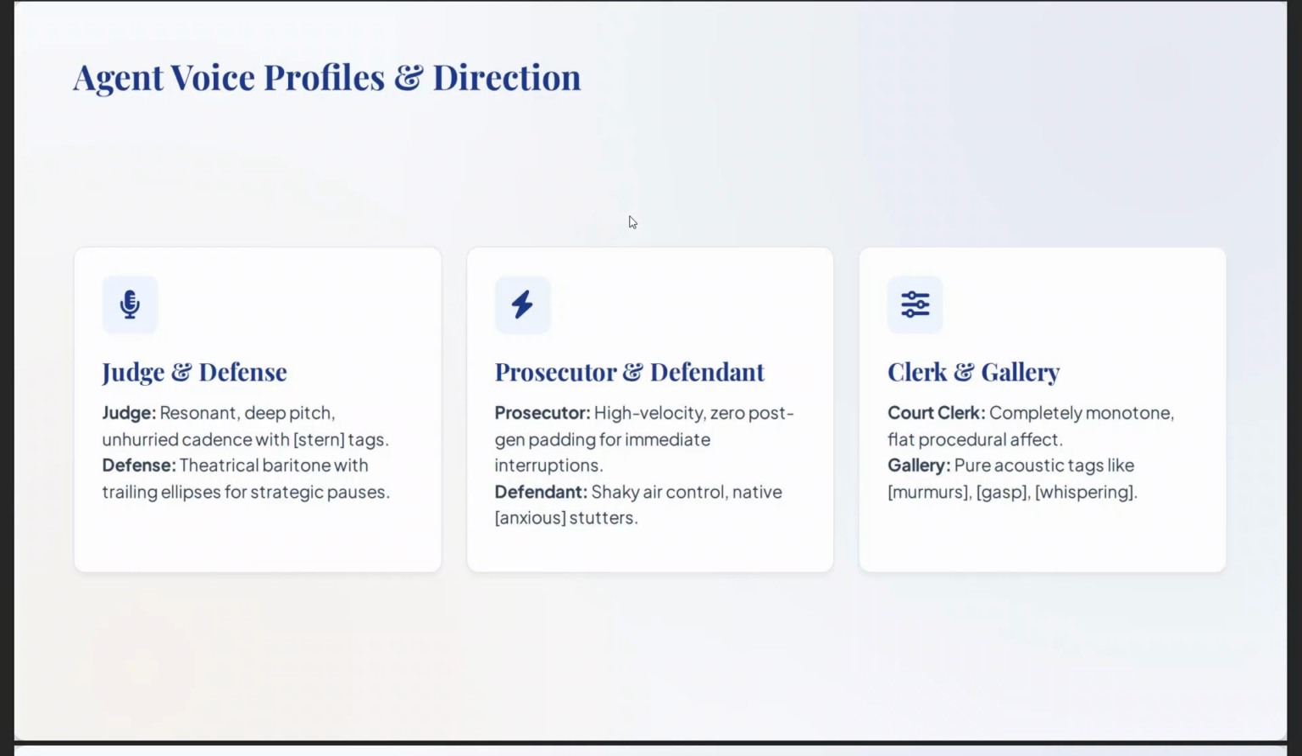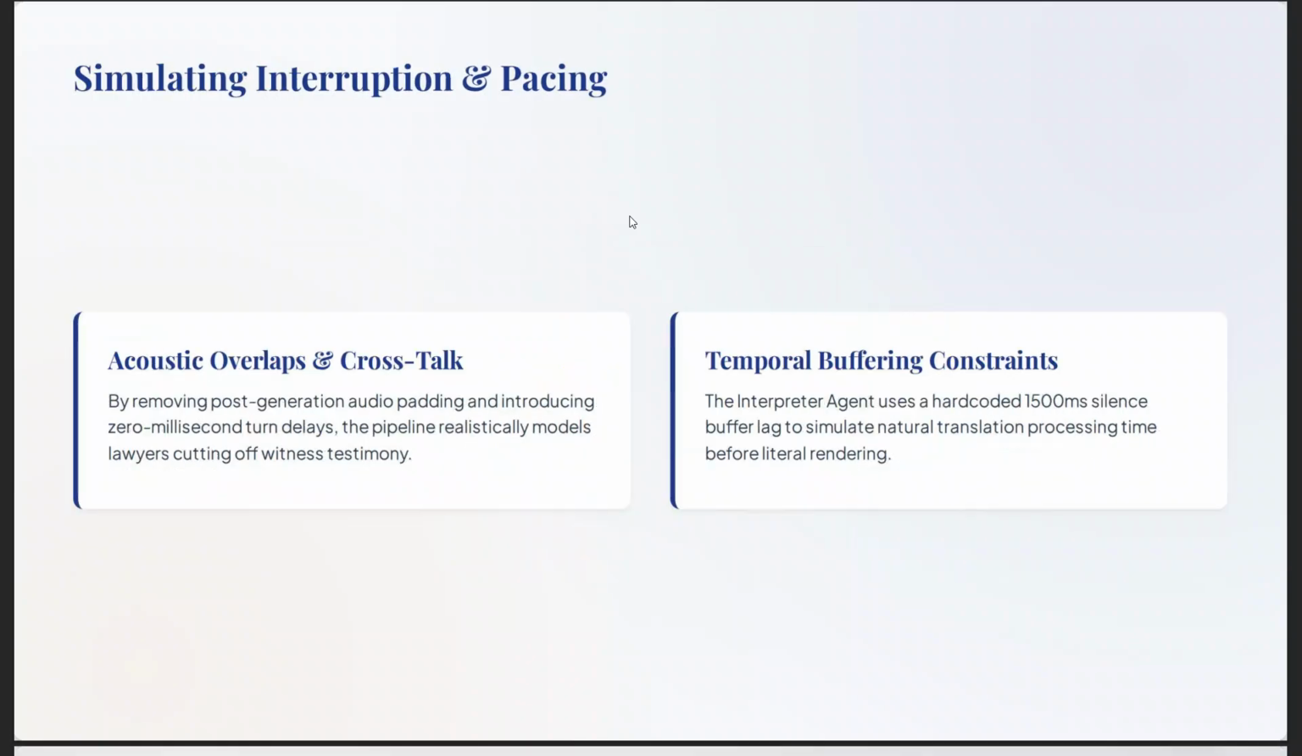Prosecutor and defendant. Prosecutor involves high velocity, zero post-generation padding for immediate interruptions. Defendant, which involves shaky air control, nervous, anxious stutters. Next is clerk and gallery, which involves court clerk, completely monotone, flat procedural affect. Next is the gallery, pure acoustic tags like murmurs, gasps, and whispering. So these are the various agent voice profiles and direction.